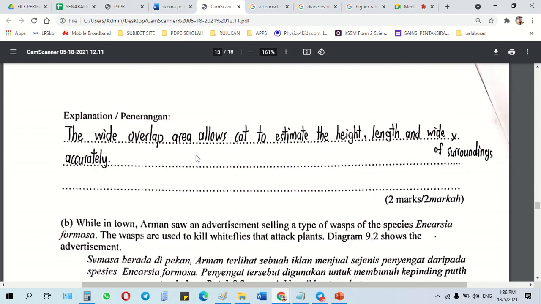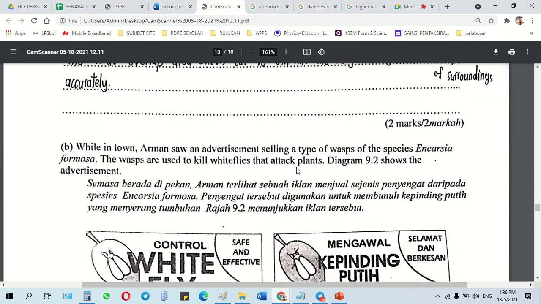Okay, and then stereoscopic vision involve both eyes. Second mark is overlapping of both eyes produce 3D image of the retina and allows the cat estimate the distance of prey precisely ataupun accurately. So ni overlap with allow cat. Dapat 1 mark sajalah, kena bagi tahu 3D. Okay. So 3D tak ada dekat sini. So 1 mark.